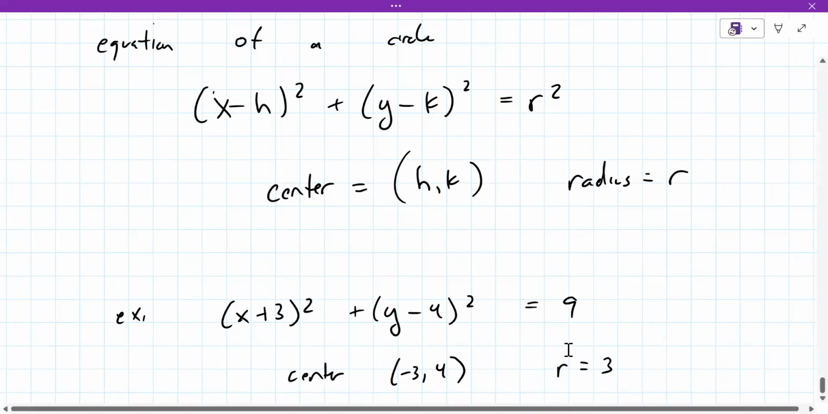What are X and Y representing? They're X and Y like you're used to. There are 2 variables in the equation.